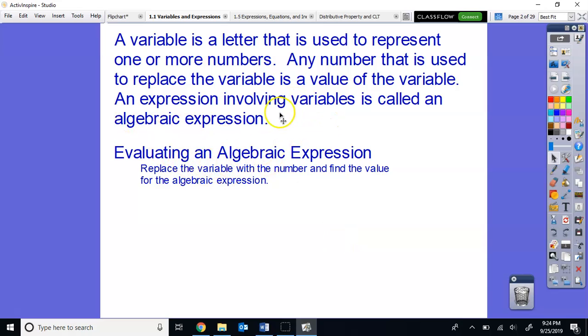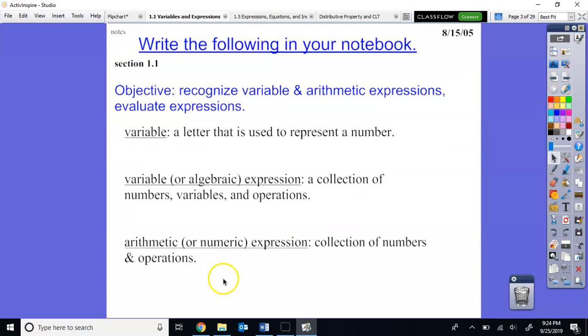An expression involving variables is called an algebraic expression. Remember, algebraic expressions have a collection of numbers, variables, and operations. So you have things like 2x plus 6, 2 times x plus 6. You have a variable, you have numbers, you have operations like multiplication and addition. Remember though, you really can't add these two together, because we also talked about something later called like terms.